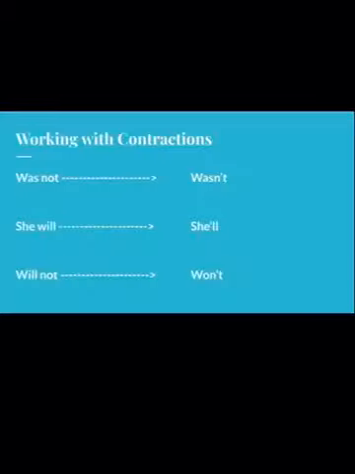Okay, let's do some more examples here. We have was not. Instead of saying was not, we can say wasn't. And she will, we can say she'll. And will not is won't. You're not going to say wont. You say won't.